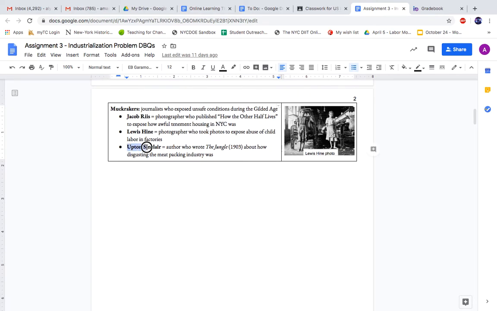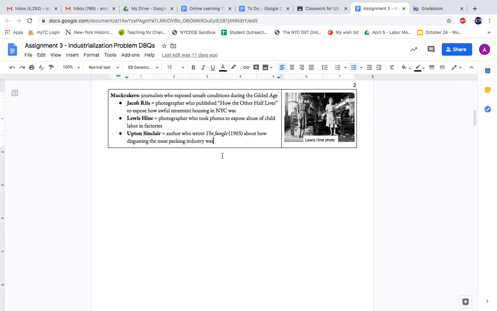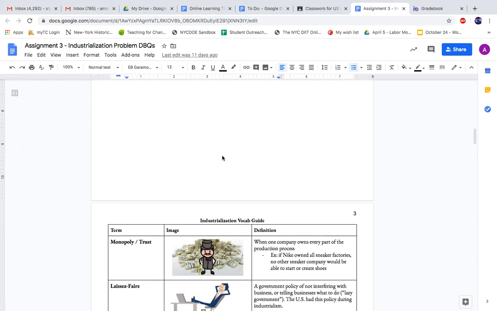And one we didn't learn about yet, but who is important, is Upton Sinclair, who wrote the book The Jungle in 1903, talking about how disgusting the meat packing industry was. That they were just shipping out rotten meat that had maggots in it, that people would lose a finger in the factories, it would fall into the meat, and they would just pack it up and ship it out anyways. It was honestly disgusting. So, with that little review, I want you to go down.